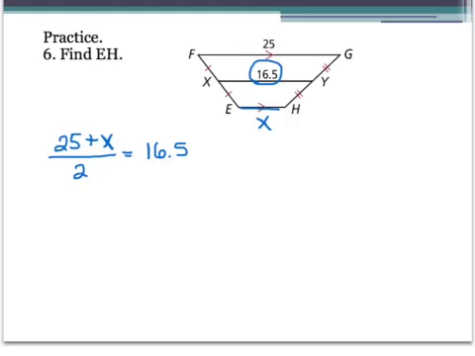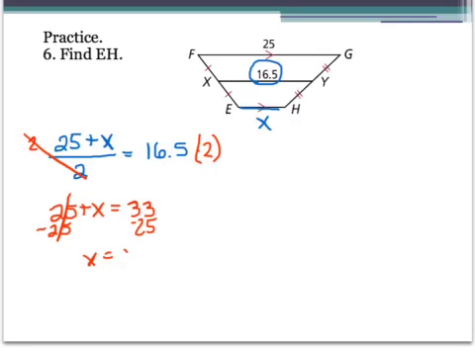So now we have this equation that we're going to use to solve for X. And the first thing you got to do is get rid of that 2. So instead of dividing by 2, I'm going to multiply both sides by 2. So I have 25 plus X equals 33. And now all I have to do is subtract 25 over. So X is 8, which means the length of segment EH is 8 units.